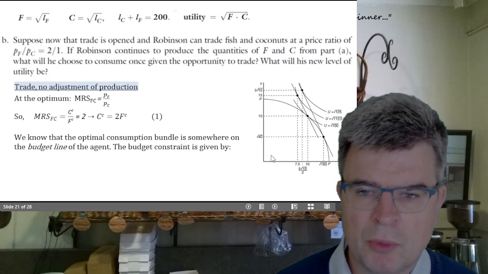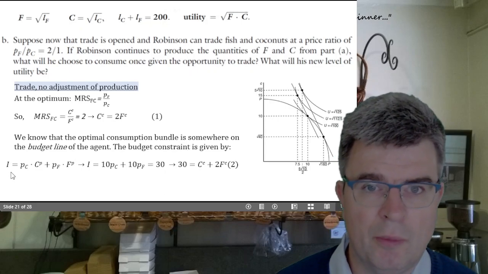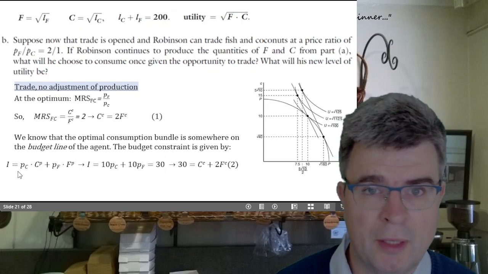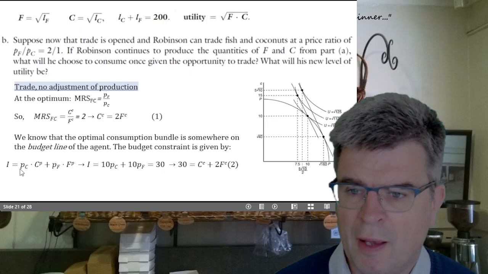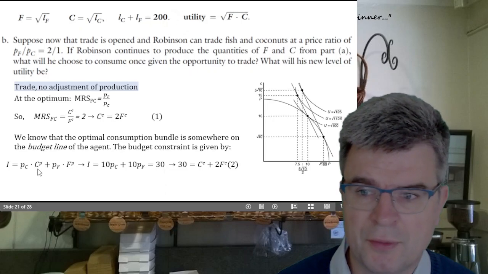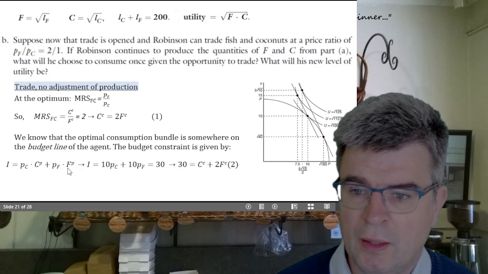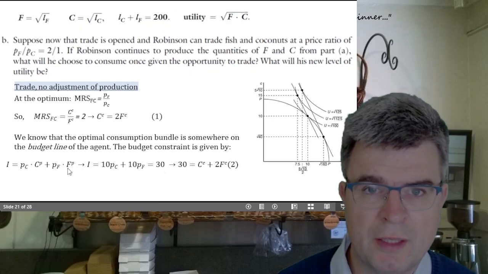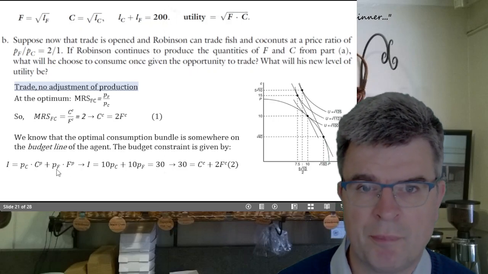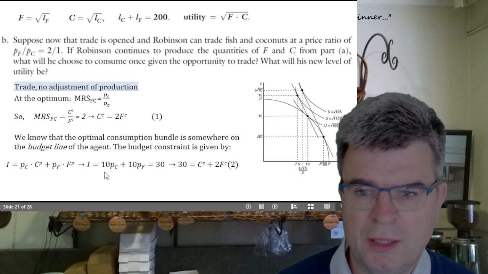And we know that the optimal consumption bundle is somewhere on this optimal budget line, and the budget constraint is given by what he produces. So that determines his earnings, and his total budget is the number of coconuts that he gathers times the price that he receives for a coconut, and the number of fish that he catches times the price on the world market for fish. That together determines his income.